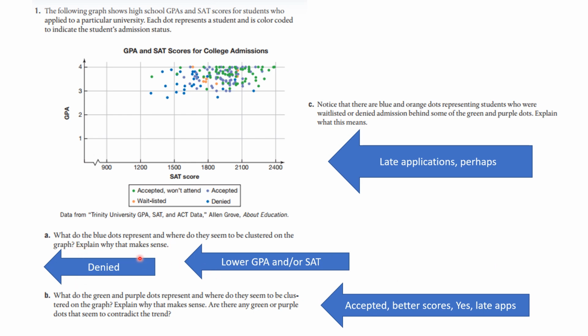So the dots tended to be clustered around lower GPAs and or lower SAT scores, and they represented denied applications. The others represented accepted applications and tended to be better scores on one or both of these. And there were some that contradicted this trend, but there could have been late applications. And up here also there are some contradictions where this trend didn't happen, but again, there could be extenuating circumstances like late applications.